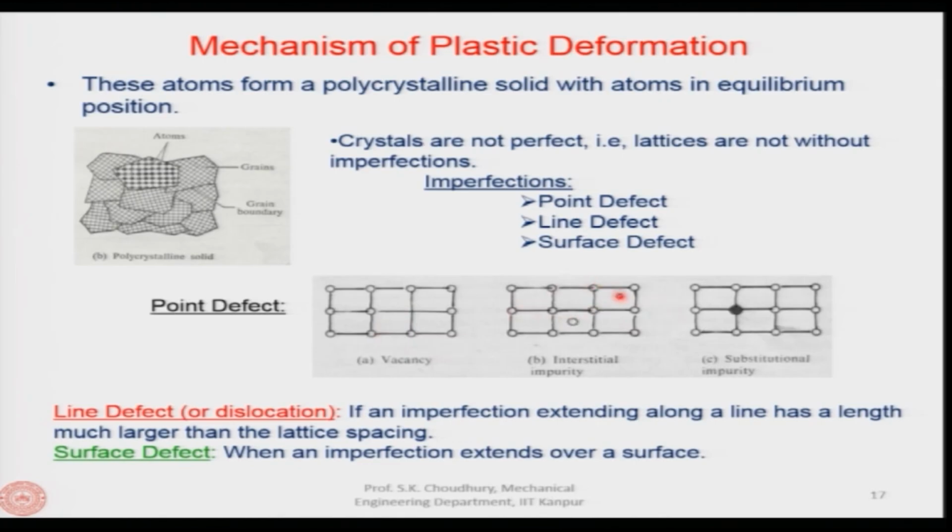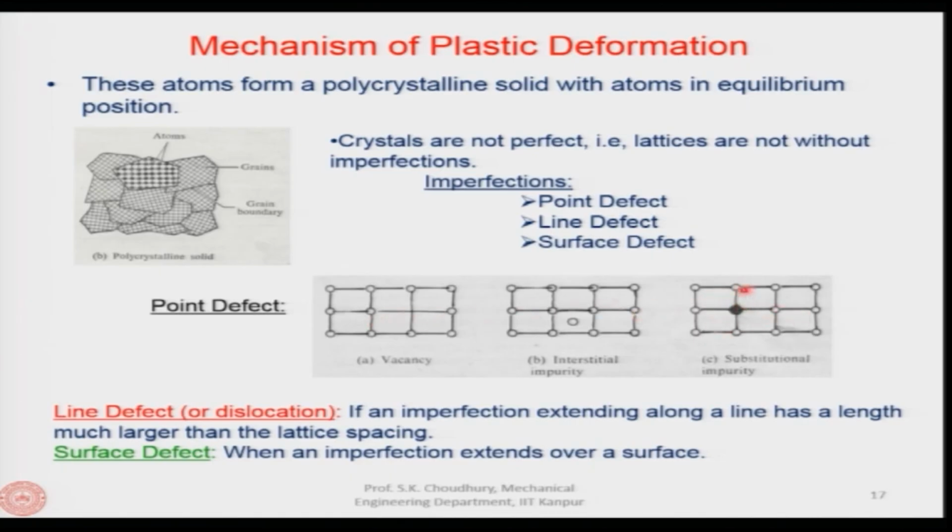Similarly, look at this lattice structure. For example, all of a sudden one atom is taking a very odd position in the lattice structure. These are all the regular positions the atoms are taking, but here is the atom which is taking an odd position in the lattice structure, and this defect is called the interstitial impurity. Next is also a point defect. These are all point defects.